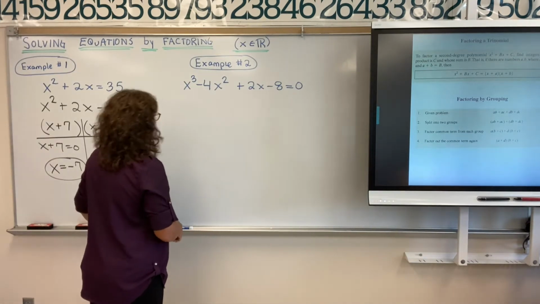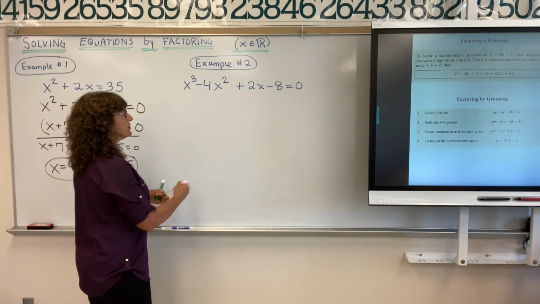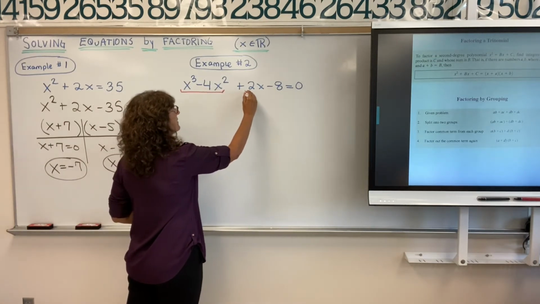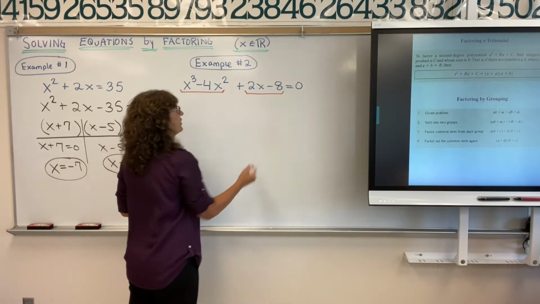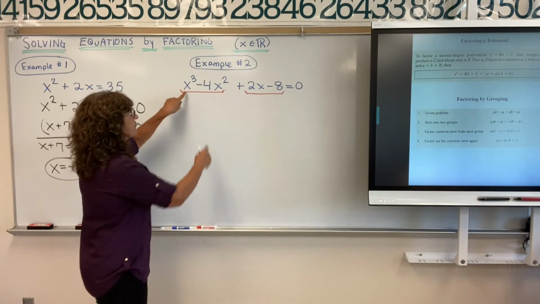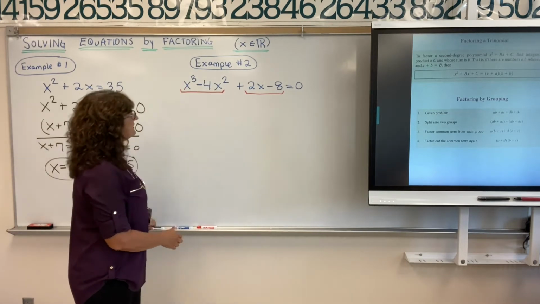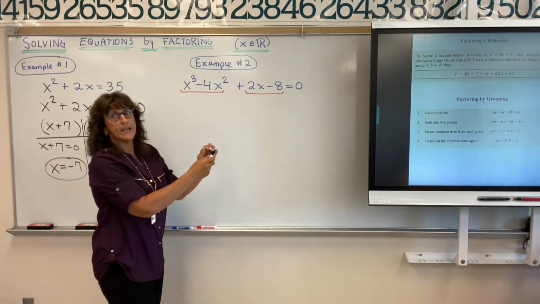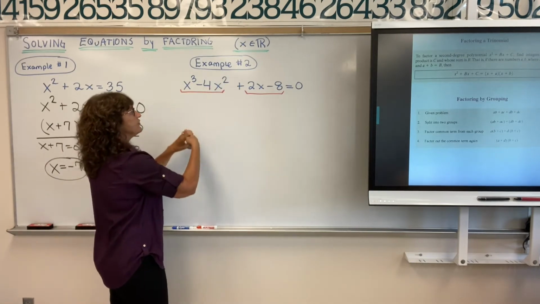So we want to group. It's factor by grouping, so we're going to form groups. Our first group is going to be right here, these first 2 terms. We're going to group these two terms together, factor by grouping. Look at these two terms here, x to the third minus 4x squared. Let's look at these two terms first. What do these two terms have in common? What can we factor out of these first two terms?